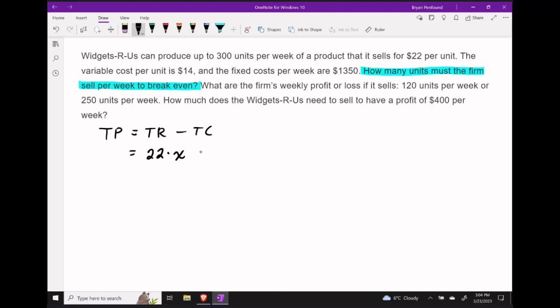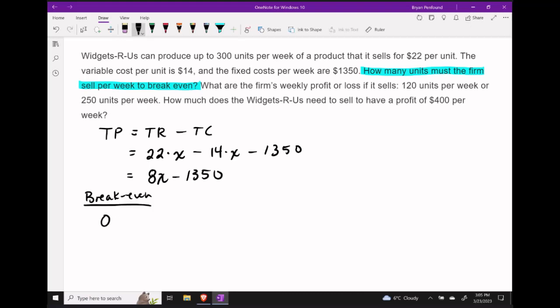Next, we need to subtract off our costs. We need to subtract off not only our variable costs, but also our fixed costs. Our variable costs in this question are $14, so let's represent that as 14 times X. And then our fixed costs are $1,350. Combining like terms, we see that our total profit function should be 8x minus 1,350.